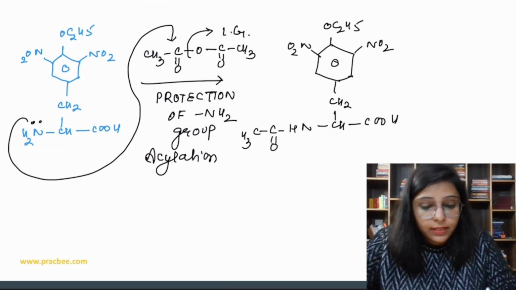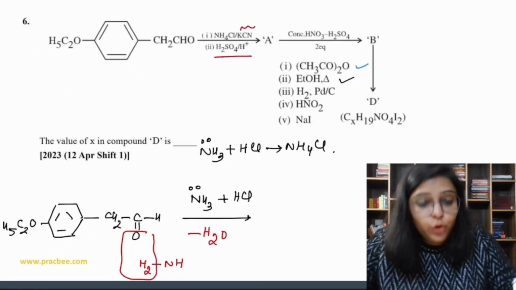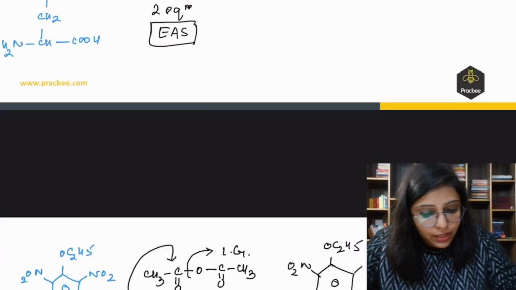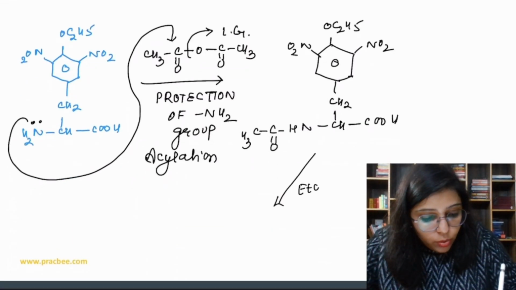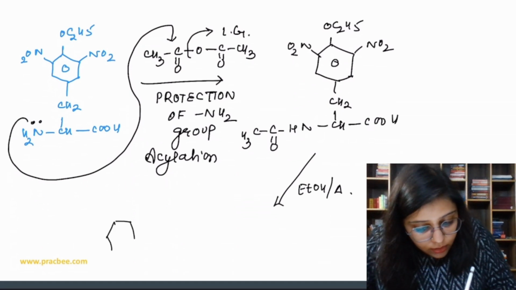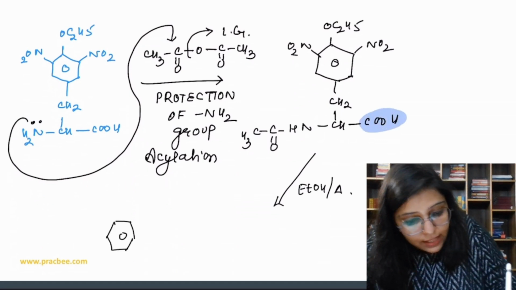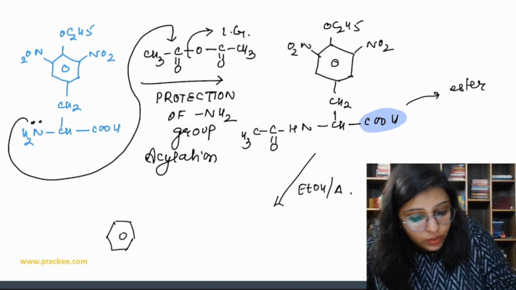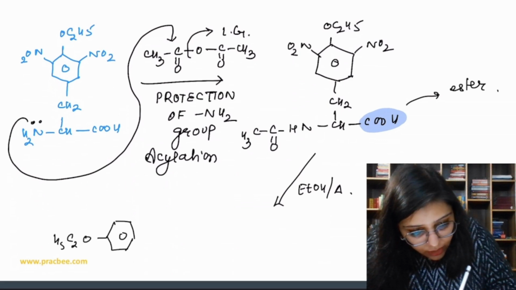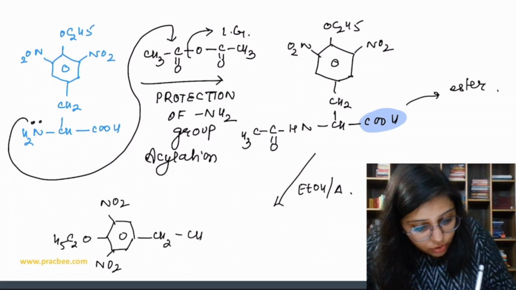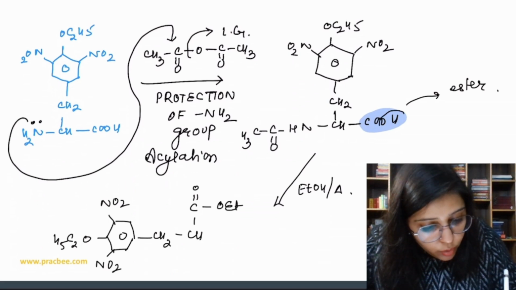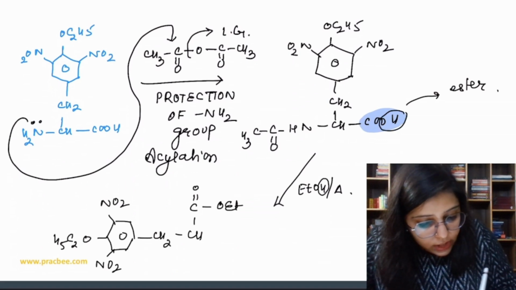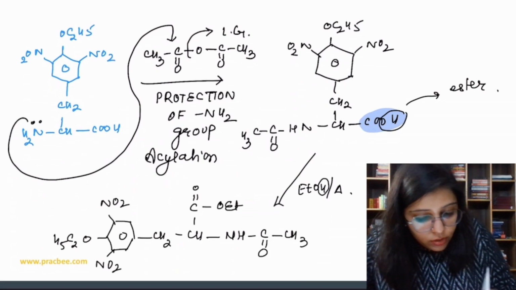Clear? Next, we have EtOH and heat. Again, esterification reaction, right? Esterification. So EtOH and heat. So what do we get? This carboxylic acid is converted to ester. We have to form ester over here. So we write OC2H5, NO2, NO2, CH2, CH, C double bond O, OEt. We have to remove water, so OH and H. So OEt, and then we write NH, C double bond O, CH3. Clear?